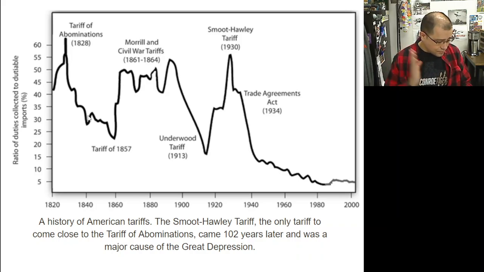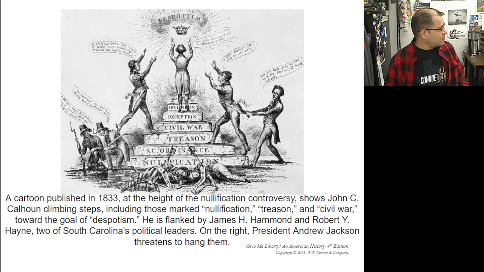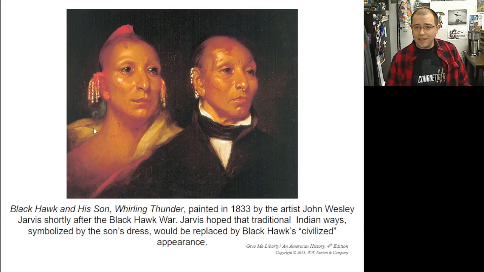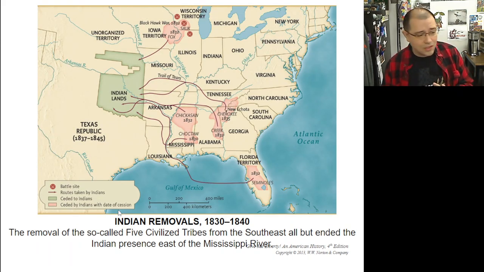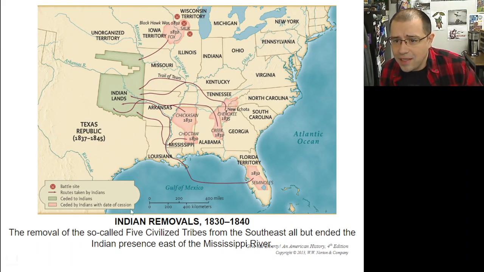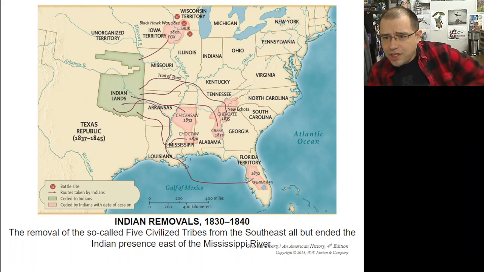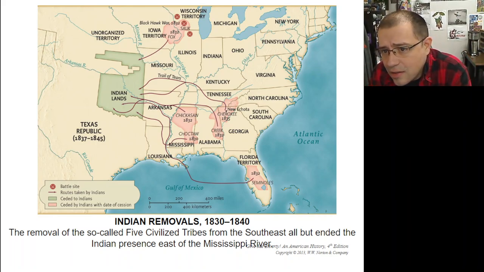All right. So now to a completely different topic, but still not unrelated, because we're talking Andrew Jackson. We've got the Indian removal. First, we talk about Cherokee and assimilation. So there were five tribes that the United States government considered to be the five civilized tribes. They were the Cherokee, the Chickasaw, the Choctaw, the Creek, and the Seminole.